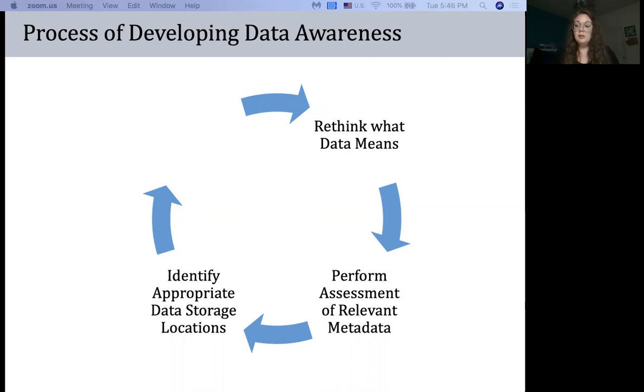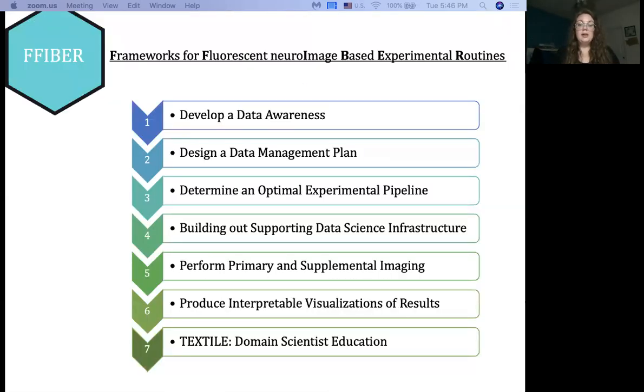That way we know exactly where our data is going, what file types it's going to be in, and where it's going to end up. And finally, we make connections between data relationships. This is very important, especially in our ex vivo slice culture models, where one slice can go to a specific experiment and another slice can go to a different experiment, that we understand how all of these things relate and correlate. After we've developed a data awareness, we design a data management plan.